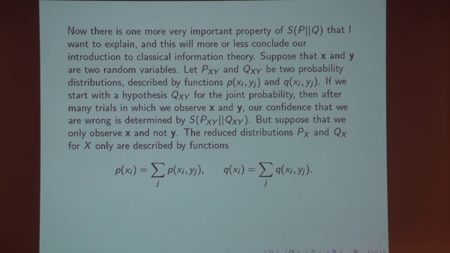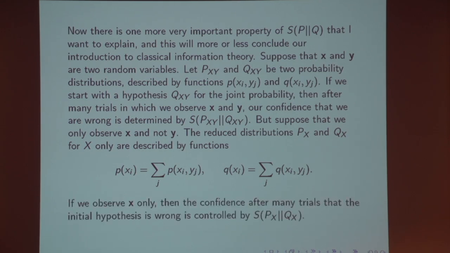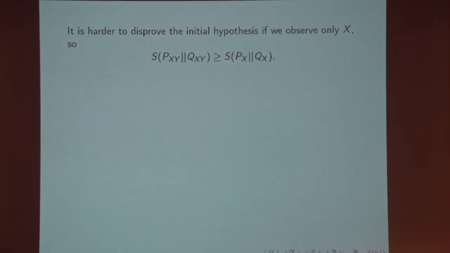So if we had a hypothesis qxy for the joint distribution, we'd have a hypothesis qx for observing x only. If we observe x only after many trials, the confidence that the hypothesis was wrong is controlled by the relative entropy between px and qx. But it's harder to disprove the initial hypothesis if we observe only x. So the relative entropy between pxy and qxy must be only bigger than that between px and qx.